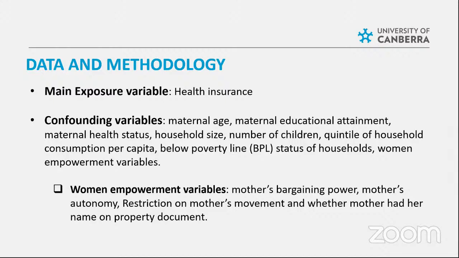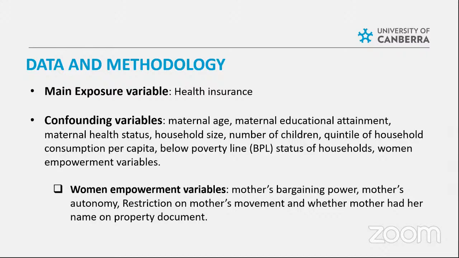We controlled for individual, maternal variables such as mother's age and mother's educational attainment. We also controlled for household level variables, including household size and number of children. Household economic status was controlled for using quintile of household consumption per capita. Below poverty line, BPL status, identifies households who hold a BPL card. These are poor households falling below the poverty line, and the BPL card entitles them to certain benefits. For example, they may receive 10 kilograms to 20 kilograms of, let's say, food grains per household per month at, let's say, 50% of economic cost. So, holding a BPL card entitles them to certain benefits.